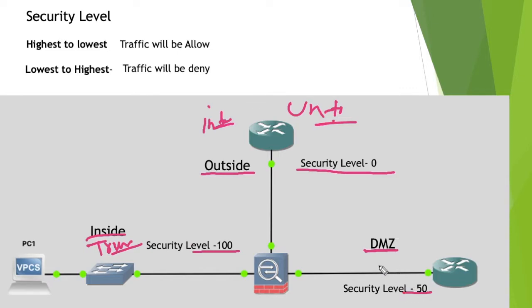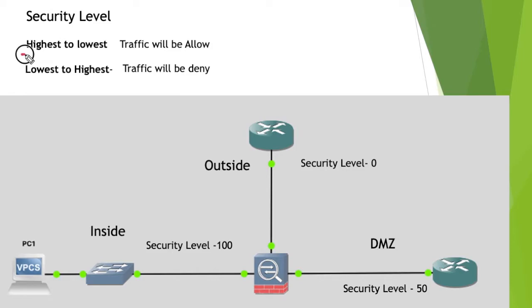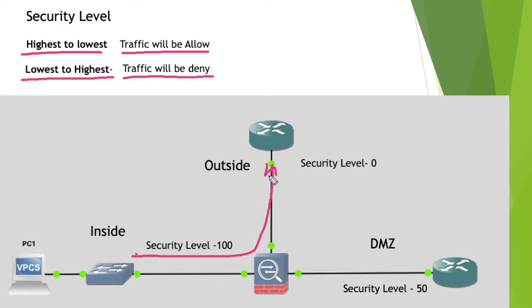So let's see how security level works. Why is security level required in ASA firewall? Let's see what is the role of security level in ASA. As you can see here, traffic from highest security level to lowest security level is allowed, but traffic from lowest security level to highest security level will be denied.